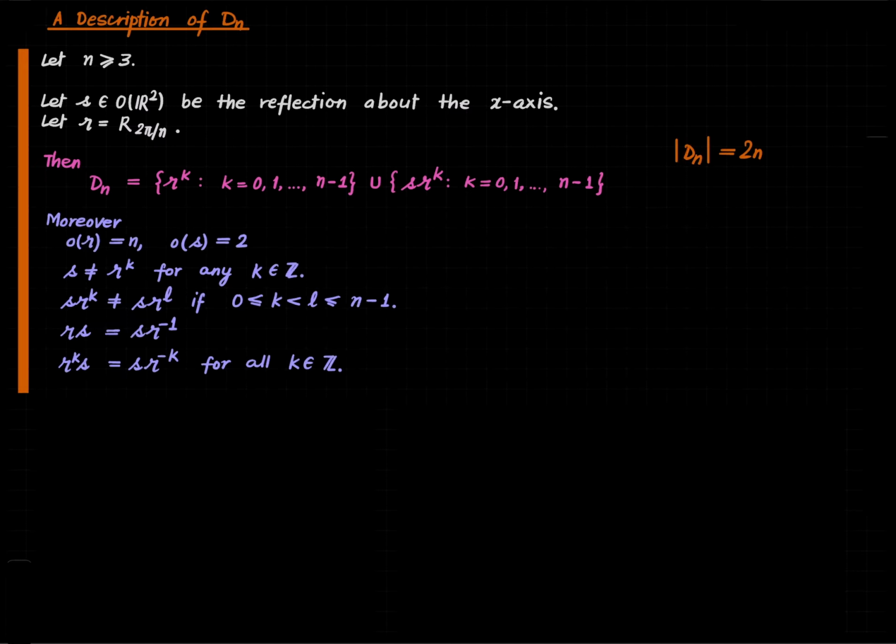Okay, and here are some simple observations. The order of r is n, the order of s is 2. This is very simple. We know what r is, we know the explicit description of r, so the order of r is n and the order of s is 2. s is not r to the k for any k, because the determinant of s is -1 while the determinant of this guy is 1. This is a very simple exercise where you use this fact. All I'm saying is, if this were an equality for some k and l in this range, then you cancel s from both sides and then you would contradict this equation.